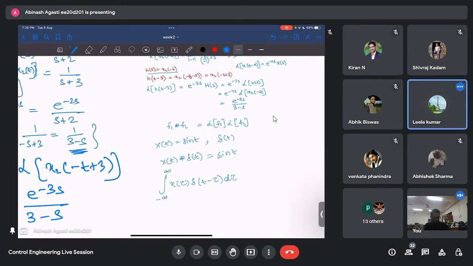Minus infinity, yeah. Can you explain? It turns out that when we convolve any function with delta t, we get x of t itself. Okay, so just assume that for now. Venkata, you agree with this? x of t convolved with delta of t gives sin t. Yes, sir.